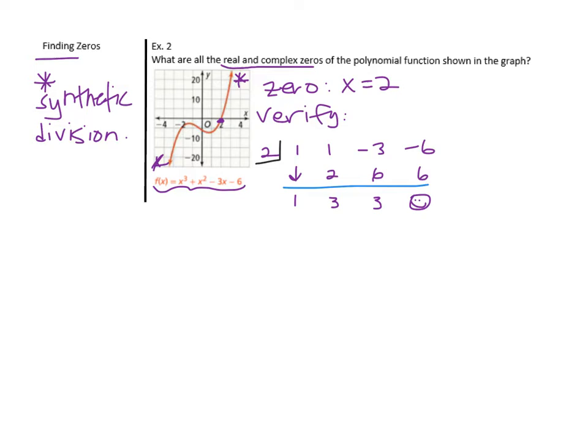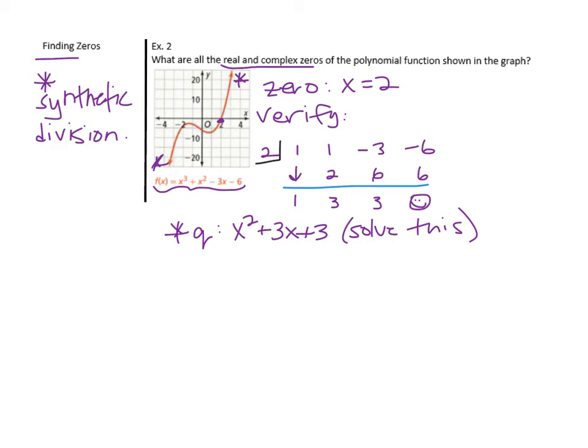Now that's just the first part. We now have to look for the other zeros for this polynomial. That means we're going to take our quotient and do 1x squared plus 3x plus 3. We need to solve this. And this is quadratic. This brings us back to topic 2, working with quadratic functions. We can solve by either factoring or quadratic formula.